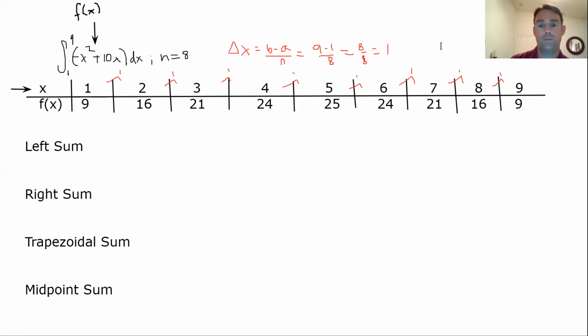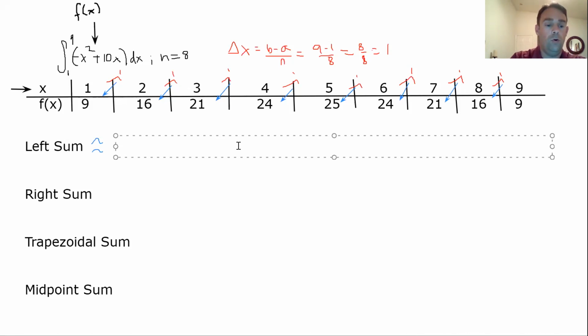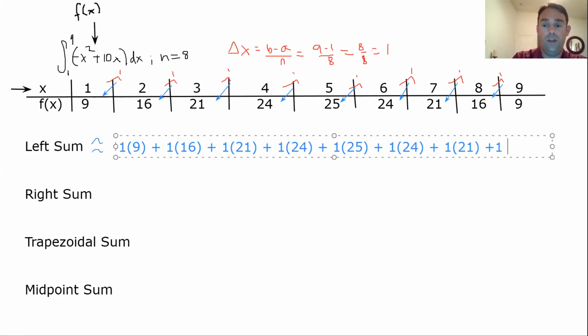So if I want my left sum, the left sum is going to be doing all the left values. So that would be these ones: left, left, left, left. So the left sum is going to be approximately, since I know they're all going to be the same, we could probably just shortcut this. I'm going to just type it out. 1 times 9 plus 1 times 16 plus 1 times 21 plus 1 times 24 plus 1 times 25 plus 1 times 24 plus 1 times 21 and plus 1 times 16. Did we get our 8 partitions? 1, 2, 3, 4, 5, 6, 7, 8.